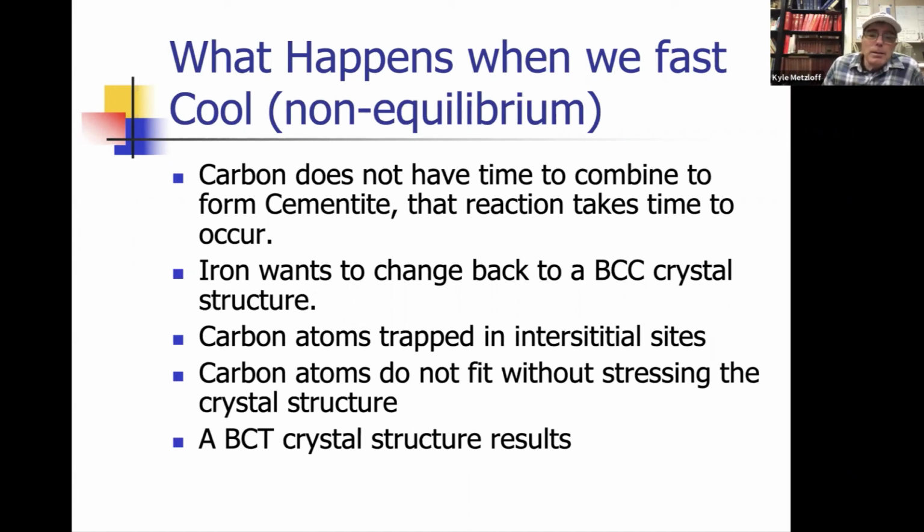So what can happen is if we cool it really quickly, it wants to go to body-centered cubic, but there are carbon atoms that did not vacate. They didn't get the eviction notice. So the carbon gets stuck in a crystal structure that it's not supposed to be in. The other atoms are trying to change into that shape and they can't because there's a carbon atom sticking in the wrong spot. So it takes that crystal structure and elongates it in at least one direction.